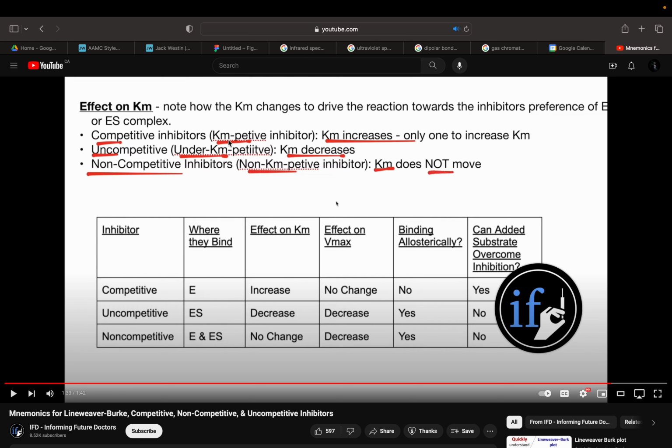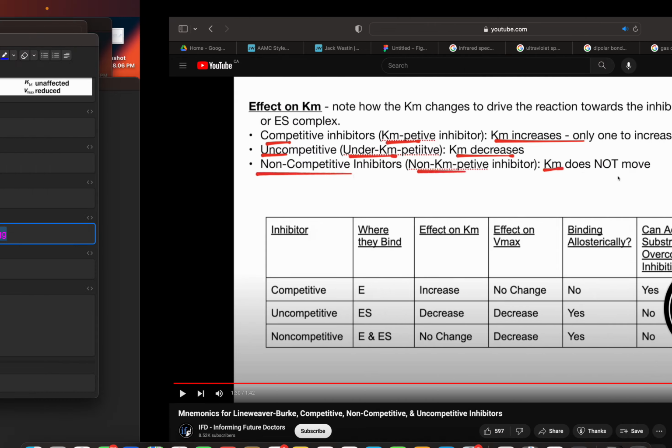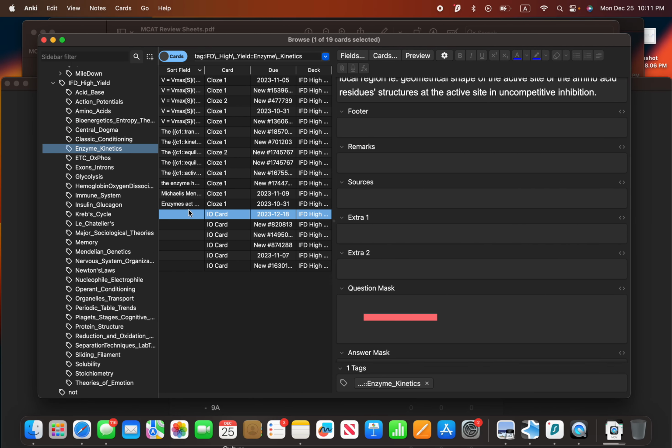That's actually good. K-competitive, the Km is increasing. Under K-competitive, it's lower. Km decreases. And for non-competitive, non-K-competitive, the Km does not change. I hope these mnemonics help you memorize this chart. So this is amazing.